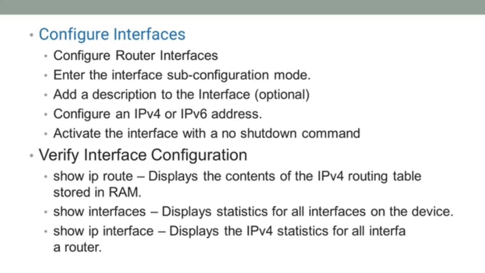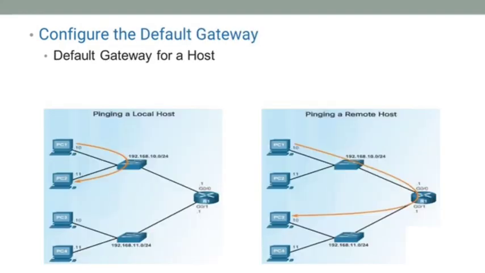Configure interfaces. To configure router interfaces, enter the interface sub-configuration mode. Add a description to the interface. Configure an IPv4 or IPv6 address. Activate the interface with a no shutdown command. Verify interface configuration: show ip route, show interfaces, and show ip interface. Show ip route displays the contents of the IPv4 routing table stored in RAM. Show interfaces displays statistics.